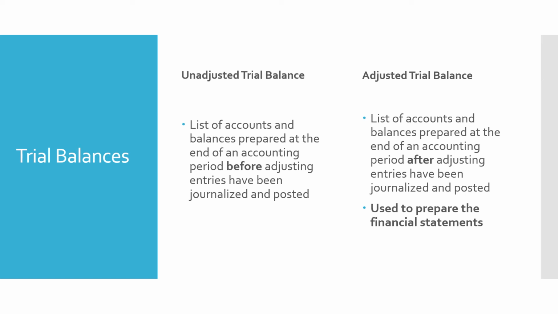We're going to do essentially the same thing. We're going to list out all of the accounts in the ledger. We're going to pick up their updated balances and drop them into the debit or credit columns. And we are going to add those columns up, and hopefully our debits are going to equal our credits. And then if they do, we are ready to prepare our financial statements.